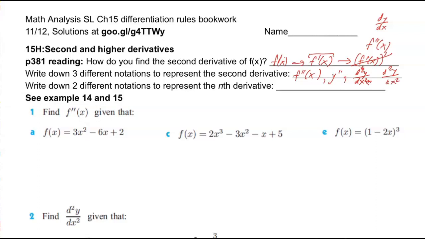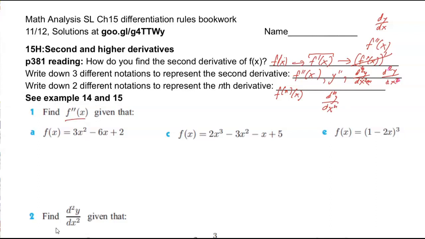Two different notations represent the nth derivative. If you can imagine, you can have two derivatives in a row on a given function. You could just keep doing that forever, right? So how do they show that? They show that by saying f to the n of x, or instead of putting a 2 and a 2 here, they're going to put an n: d n y over dx to the n. So that would be the nth derivative notation.